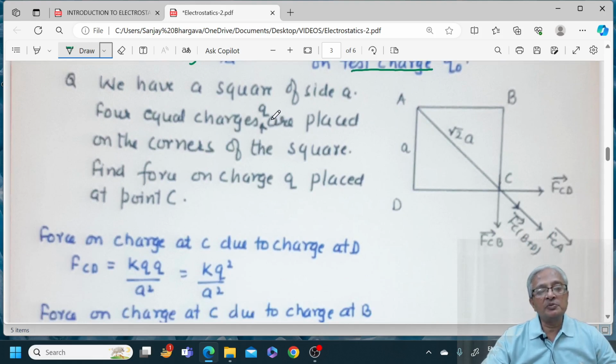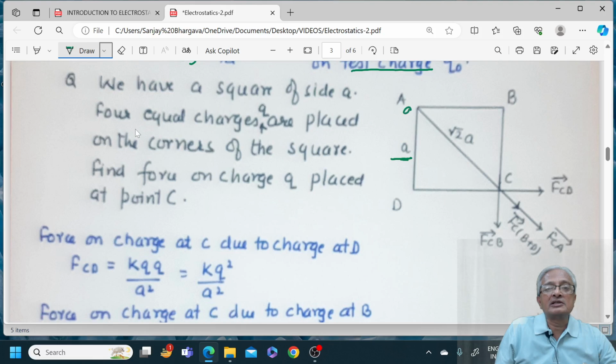How does the principle of superposition work? To check, we pick an example. We have a square of side A. So this represents a square of side A. Four equal charges Q, Q, Q and Q are placed at the points A, B, C and D, that is the corners of the square. We have to find out what would be the force on the charge Q placed at point C.